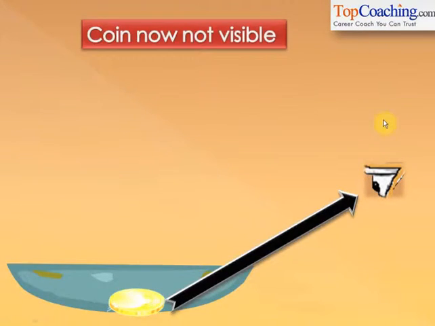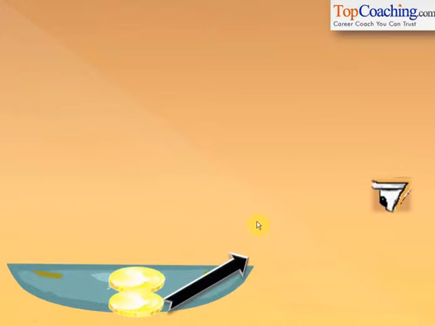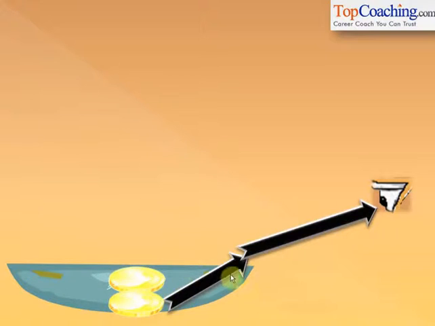The coin has now started disappearing, isn't it? A part of the coin is now not visible to Rahul because the light ray coming from the coin cannot reach Rahul's eye, the straight light ray. Now Rahul fills the bowl with water. When he fills the bowl with water, the light ray coming from the coin bends as it reaches Rahul.